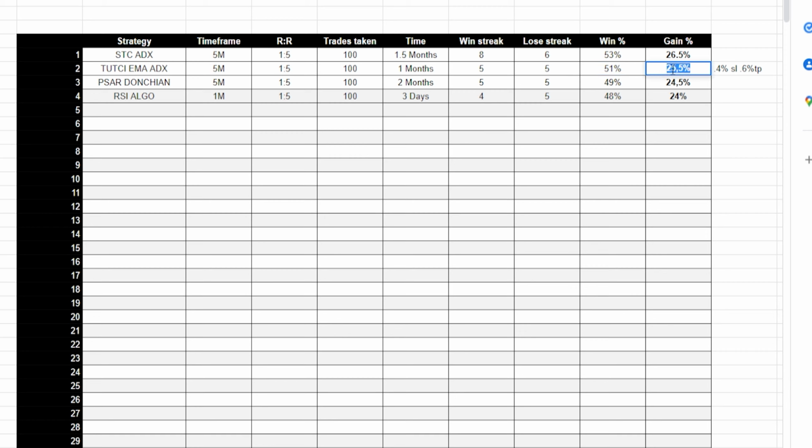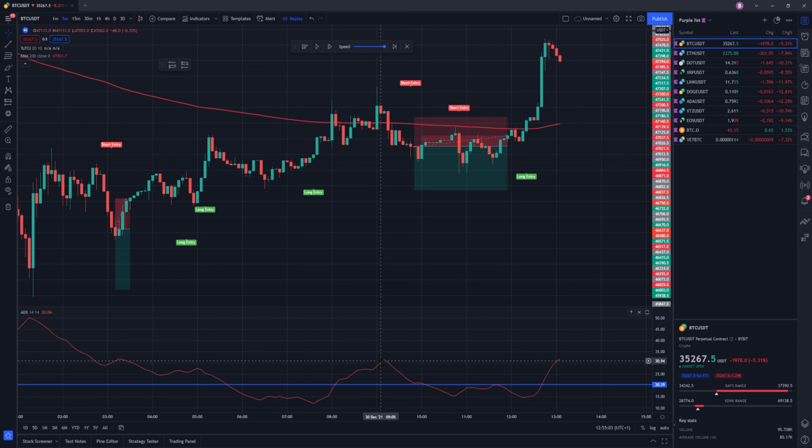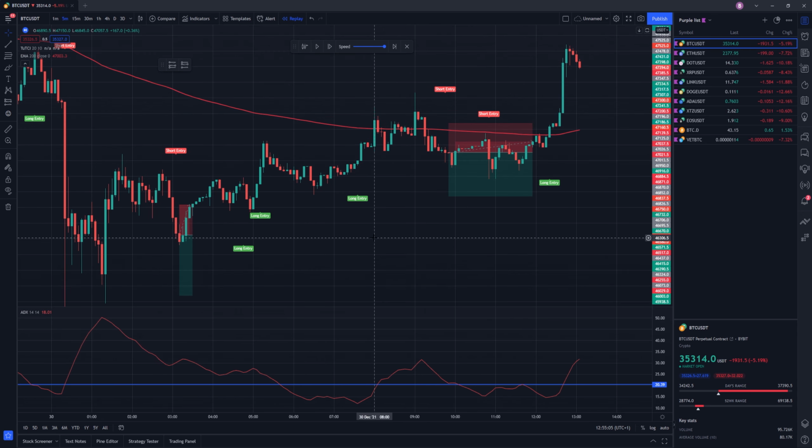I prefer this one above the number one, which had a little bit more gain, but it took me 1.5 months. So in 1 month, you can get more profit with this one. And yeah, that's my conclusion about the strategy. Backtest it for yourself. I really like it. It's so easy to use. And you can also do it without the ADX, without the EMA. Backtest it for yourself. I will also keep testing it. But I just saw this one and I just wanted to show you guys.